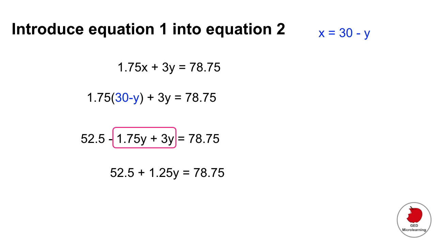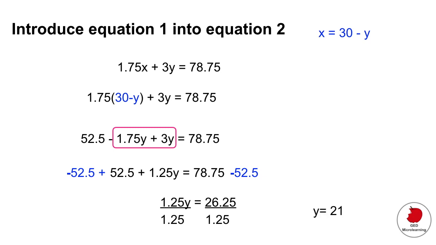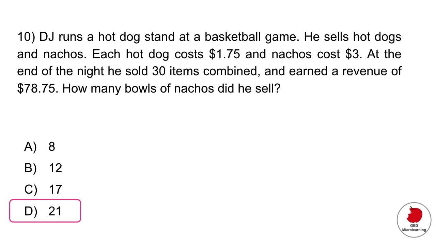Okay, so what we do is we're going to subtract 52.5 from the left side. Remember that what you do to the left, you have to do to the right, and that gives us this number. And now all we have to do to isolate Y is divide both sides by 1.25, like that. And that gives us that Y is equal to 21. Okay, so he sold 21 bowls of nachos.